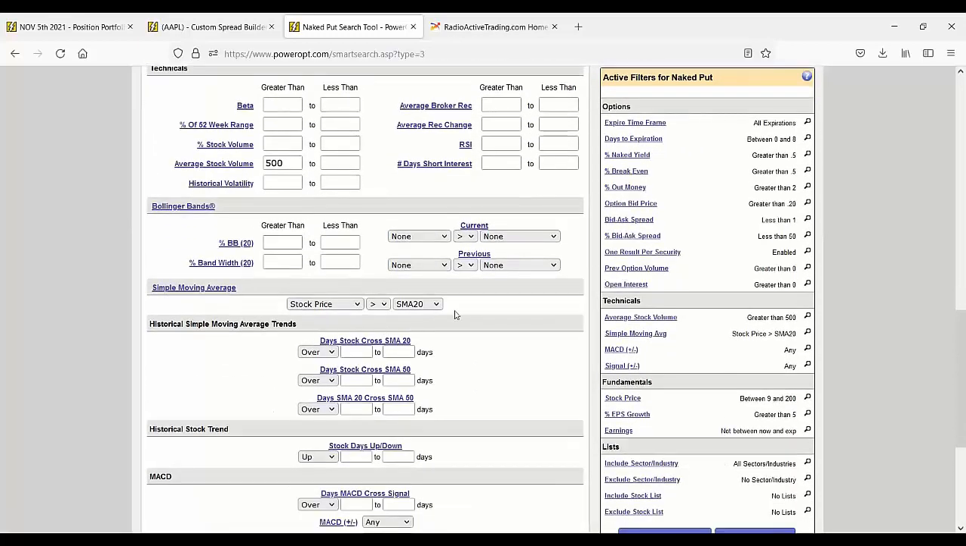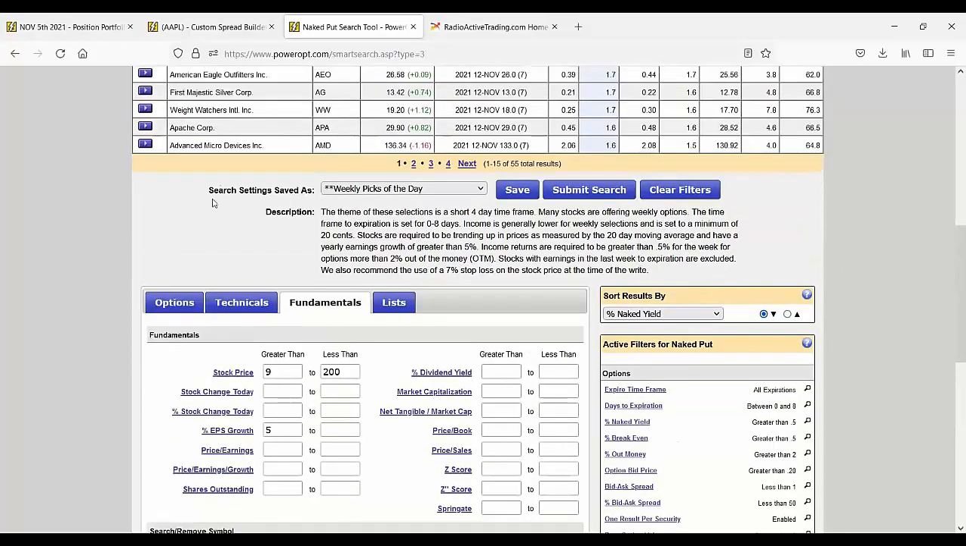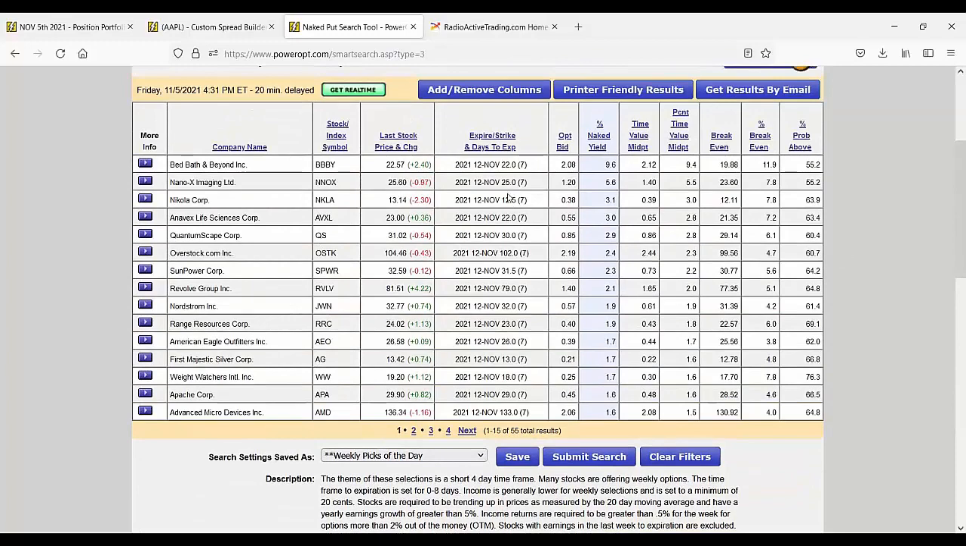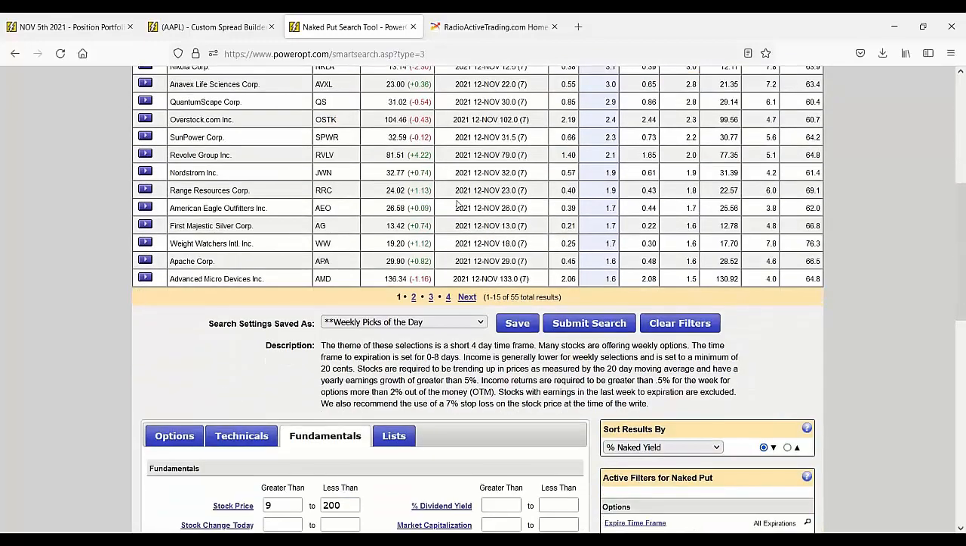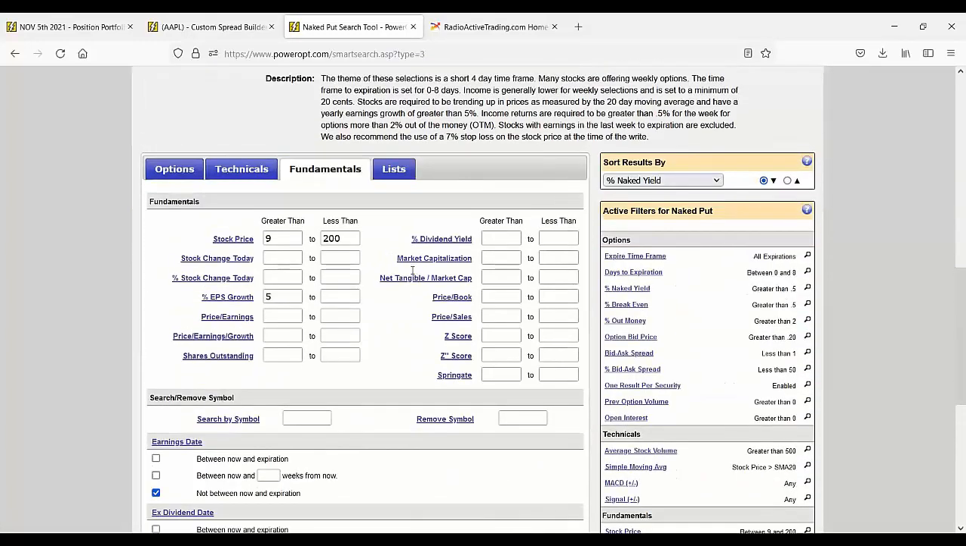Stock technicals, looking for stocks trading above the 20-day moving average, and some basic fundamentals here, positive earnings per share growth, avoiding earnings between now and expiration. There's some other things there to limit the bid-ask spread, to avoid those things, and only looking at one result per security to keep the lists down as well. But that's if you want to do weeklies. If you wanted to do monthlies, sorry about that.